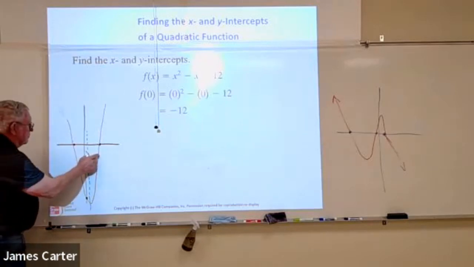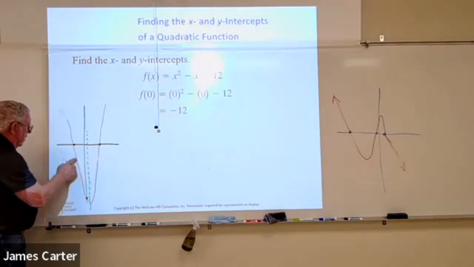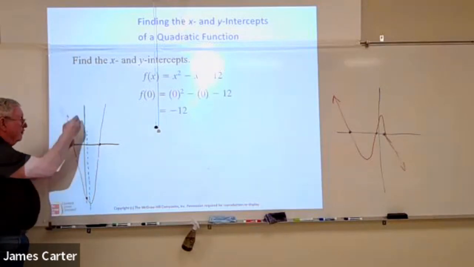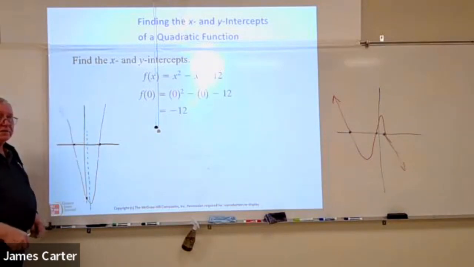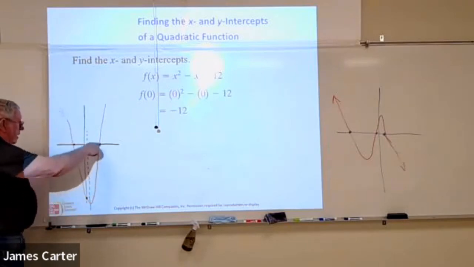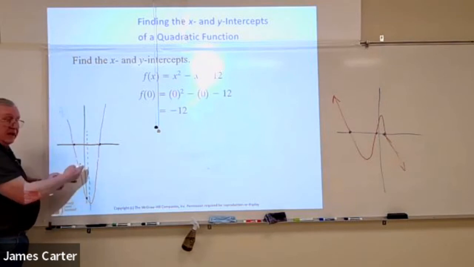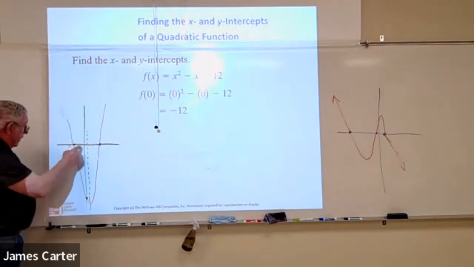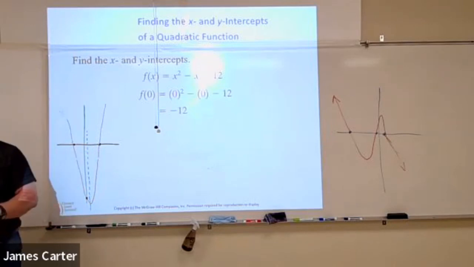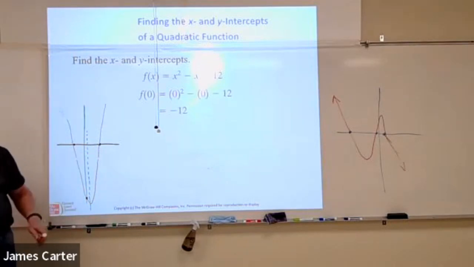Now, this point and this point here and here are the same distance from this axis of symmetry. Later on, we'll find out how to find the axis of symmetry. But for right now, you just need to know that these are symmetric. And if I've got this point, this point, this point, I can pretty accurately graph that thing. Okay?